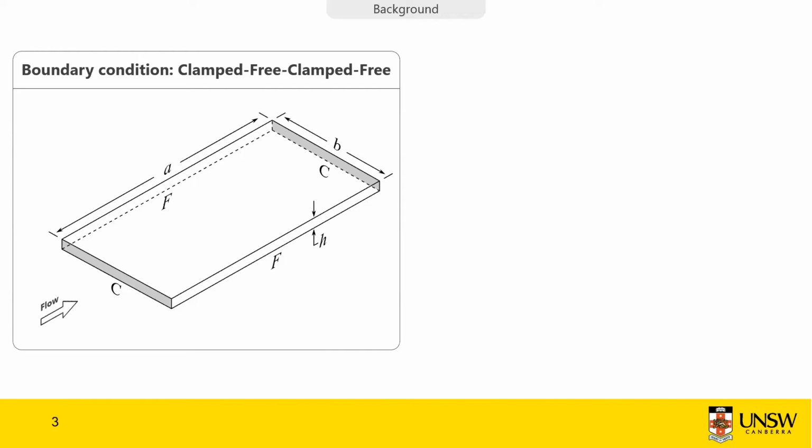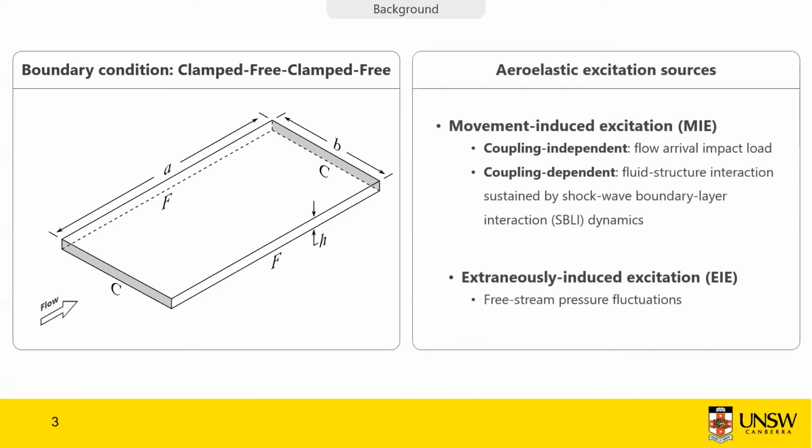So right now, clamp-free. This is the direction of the flow, so flow hitting the clamped edge and being parallel to the free edges. And regarding that particular structure, there are three aeroelastic excitation sources that we can identify in wind tunnel testing.